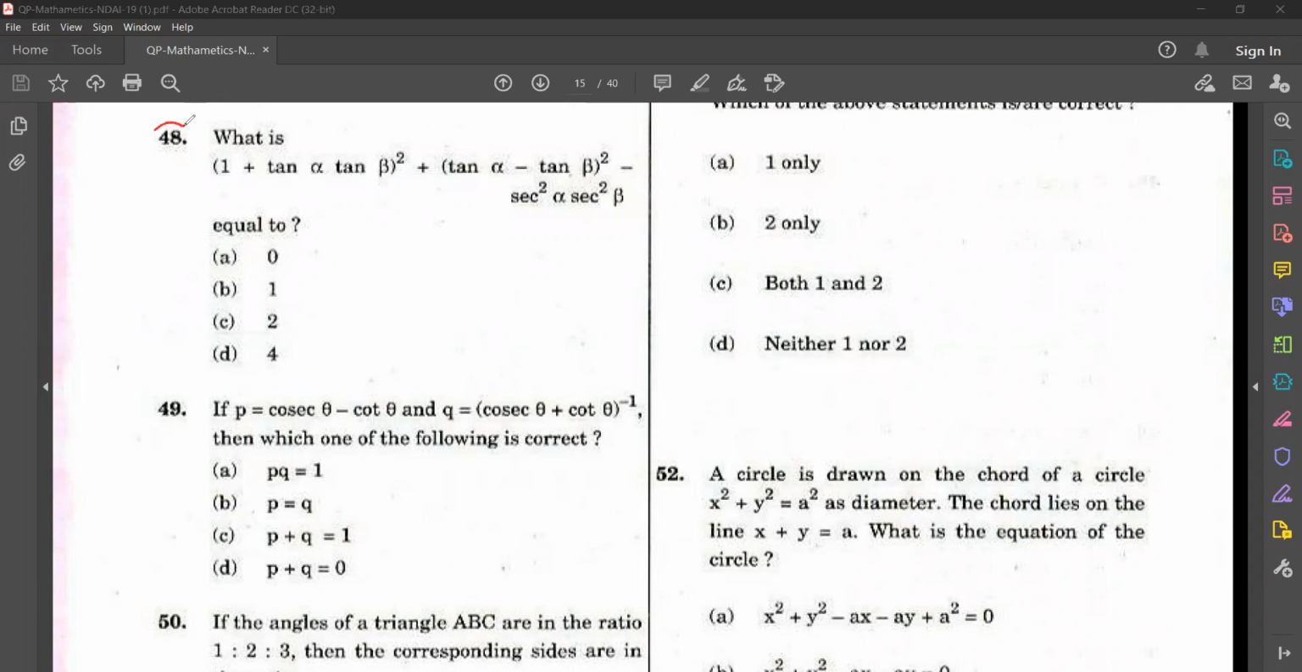Please see question number 48. This is a question from trigonometry. What is (1 plus tan alpha tan beta) the whole square plus (tan alpha minus tan beta) the whole square minus sec square alpha sec square beta? Try to do this. Options are given: 0, 1, 2, 4. Once you get the answer, just comment the answers also. I'll give you 1 minute for solving this. Just solve and tell me the answer.